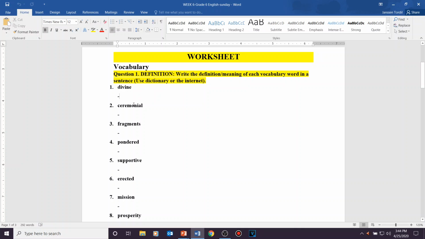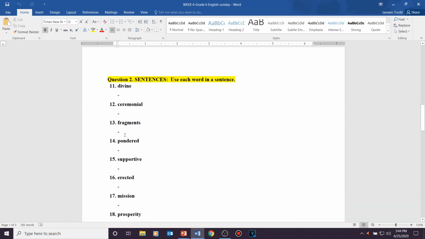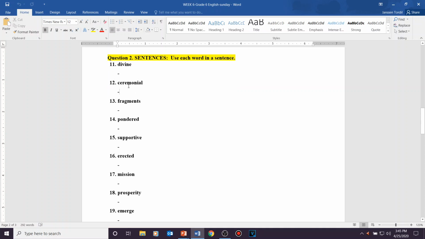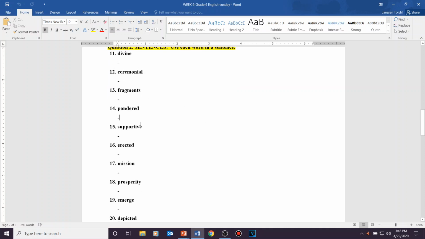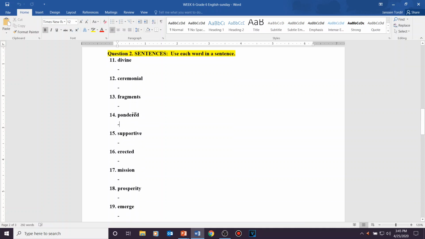So you can answer over here, 1 to 10. And you go to question number 2, that's 11 to 20. What you are going to do is, again, use each word in a sentence, just like I gave you some examples a while ago. So write a sentence using the word divine, write a sentence using the word ceremonial, write a sentence using the word fragment, and that's the same thing that you're going to do up to number 20. So each word in a sentence.